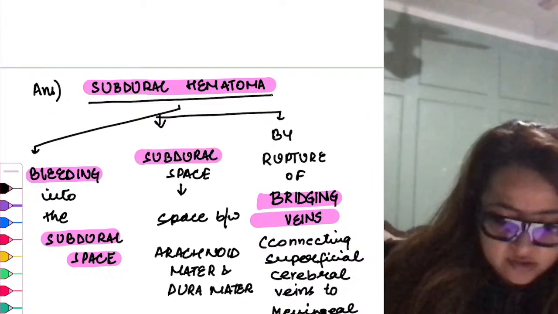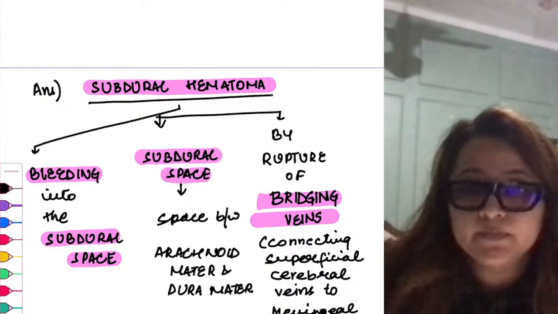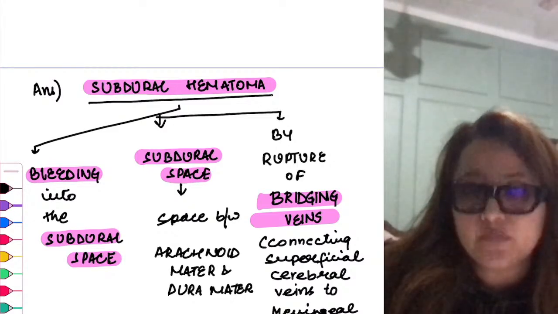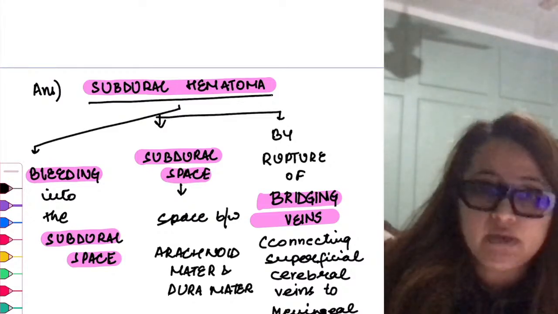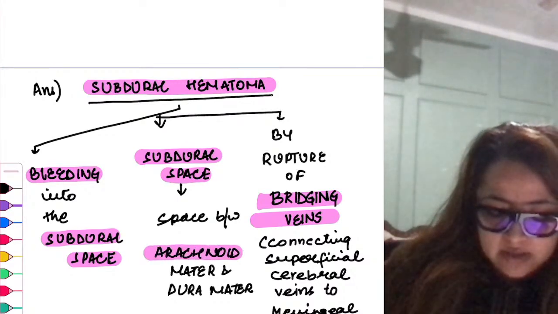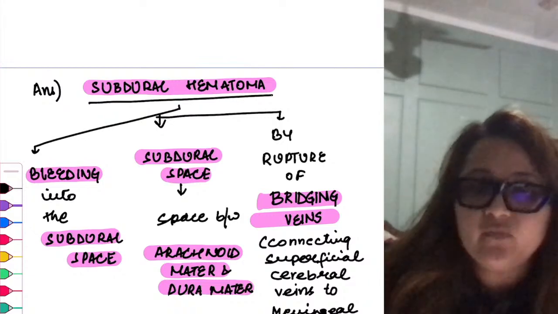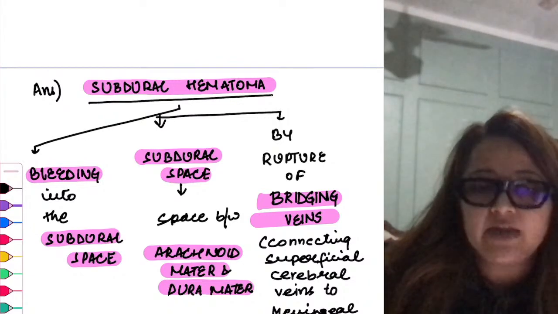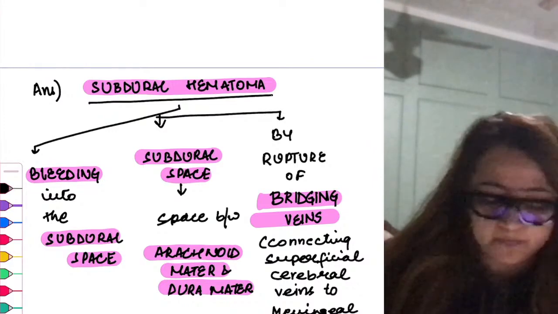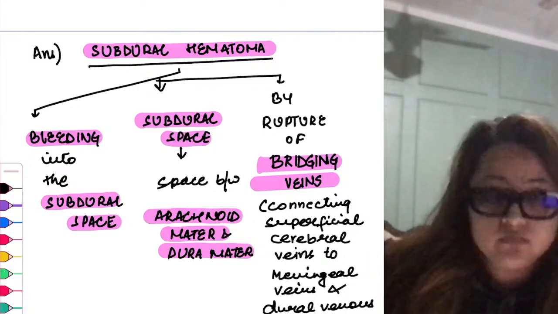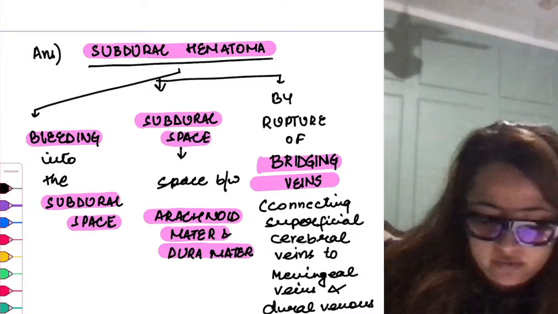Second thing is, what is the subdural space we are talking about? Subdural means beneath the dura mater. So beneath the dura mater, that is between the arachnoid mater and the dura mater, we have a space known as the subdural space. In this space there is collection of blood in case of subdural hematoma. And this subdural hematoma is due to the rupture of bridging veins.